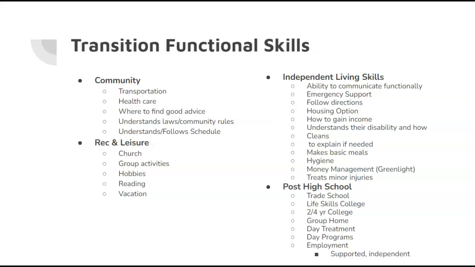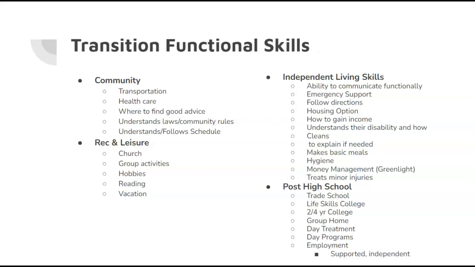Emergency support. Do they understand how to find emergency help if needed? Do they understand how to use 911? Follow directions that may be given to them. This is safety. Housing options. Do they know, or do you know what kind of options are available after they turn 18 or 21 for housing? How to gain income. Do they understand, or do you understand what income options are available to your child?